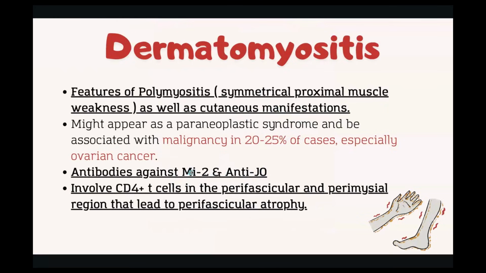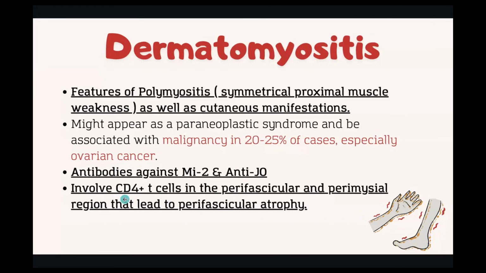Now, what's very important about dermatomyositis is its association with malignancy. So usually, dermatomyositis patients are going to have malignancy in a chance of 20 to 25%, especially ovarian cancer. And this is very important because it's very frequently assessed. So please memorize it. Dermatomyositis, we have proximal muscle weakness, cutaneous manifestations, and finally, a high association with malignancy.